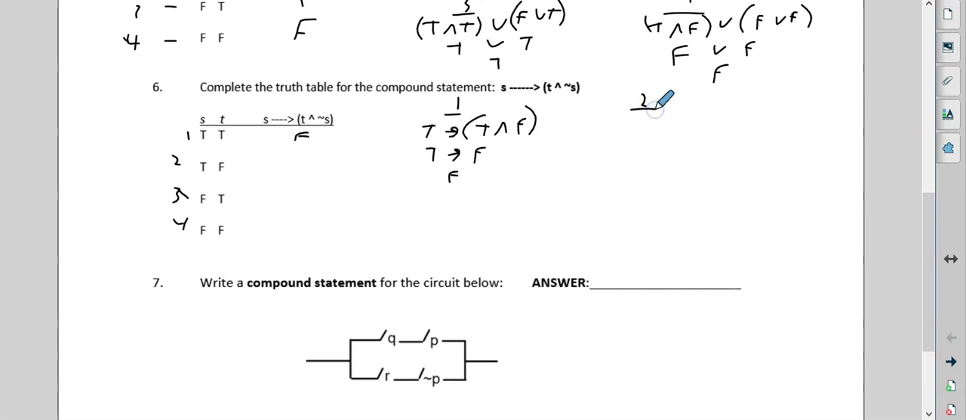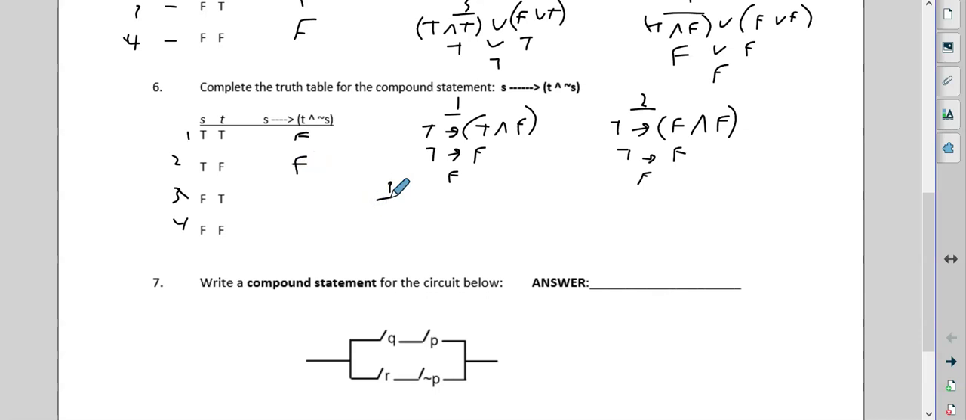Situation 2, using T and F. So if T, if true, then T, which in this case is false, and not S, not true, which is false. So we have if T, then false, which is the same thing as number 1, so that's false.